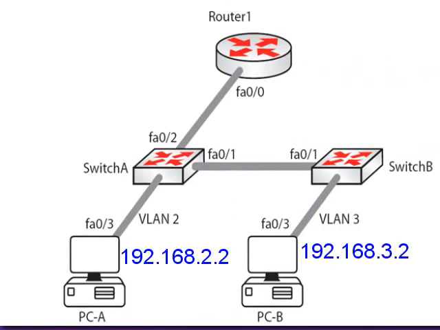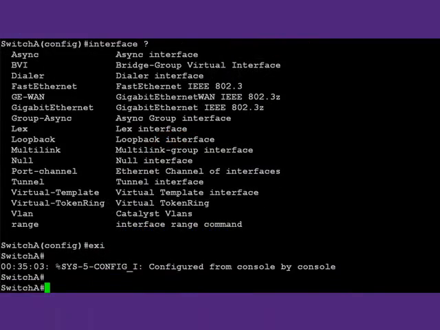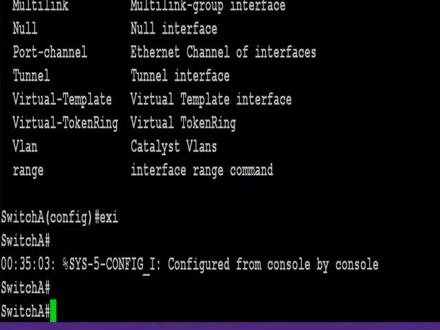Welcome to the Inter-VLAN routing lab. PCA and PCB are both in different subnets. One is in the 192.168.2, one's in the 192.168.3. In order for these to communicate, we need to have a trunk link between switch A and switch B, and switch A and a router. We're going to need a router basically because we've got different networks involved here.